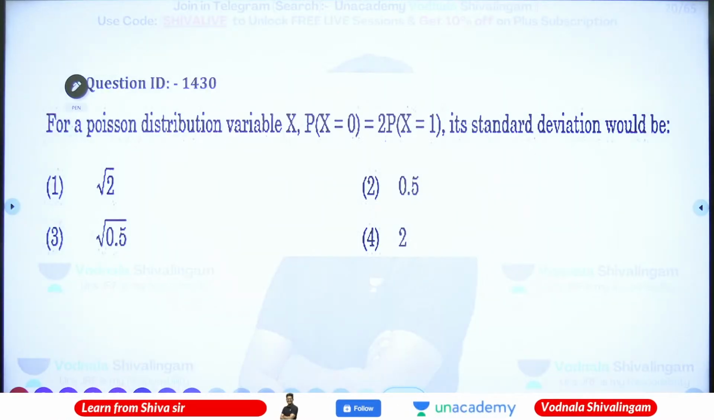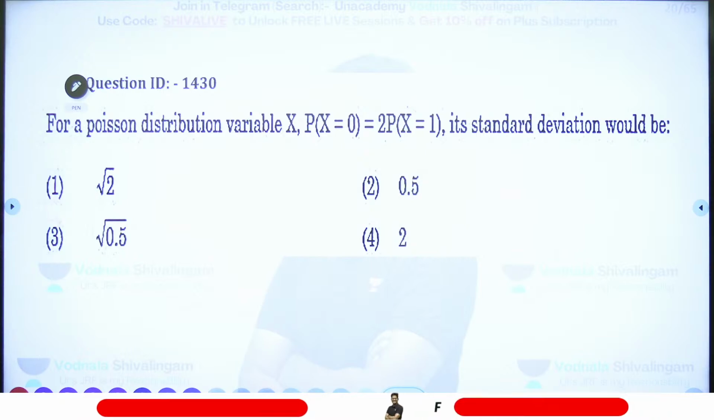Next, for a Poisson distribution variable x, P(x=0) equals 2P(x=1), its standard deviation would be?